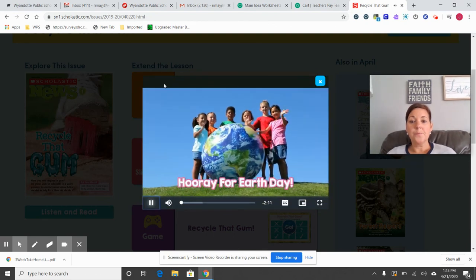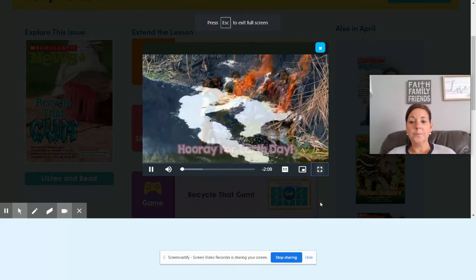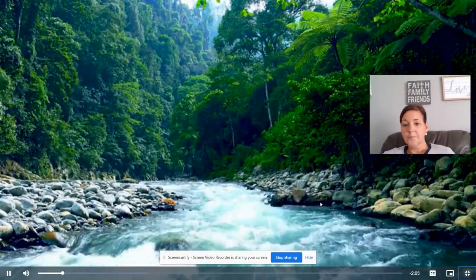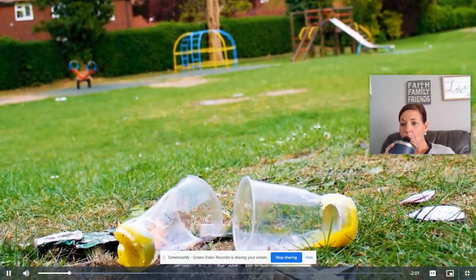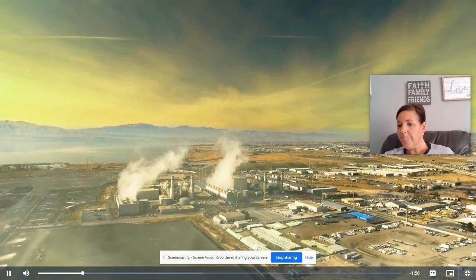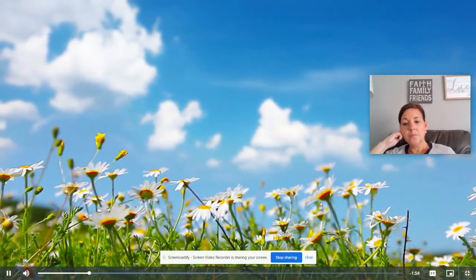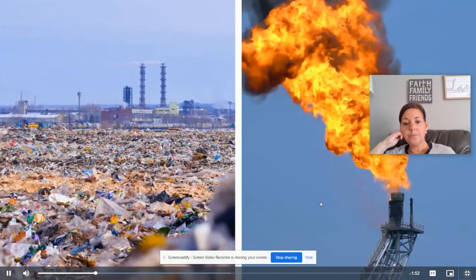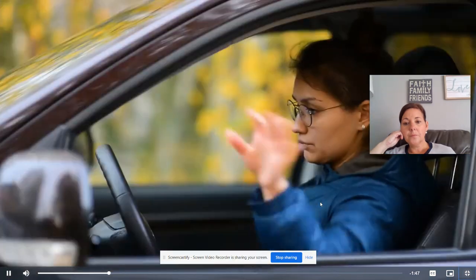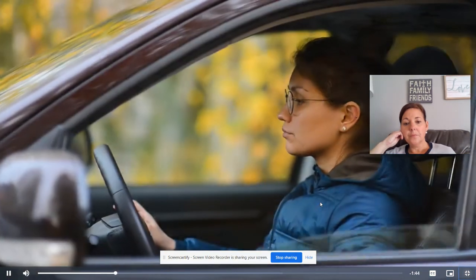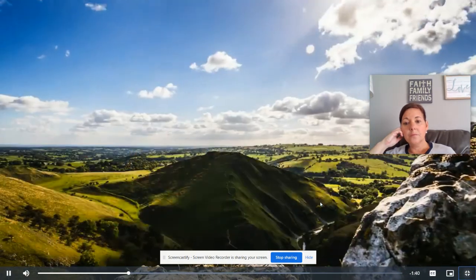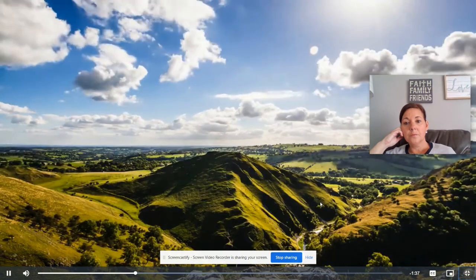Hooray for Earth Day! In your town, would you rather have this river or this one? Would you rather have this playground or this one? Would you rather breathe this air or this air? Believe it or not, in the past there were no rules or laws about keeping the earth clean. People could litter anywhere they wanted, and dangerous chemicals could be poured into rivers and streams. But what does it mean for the earth to be clean and healthy?